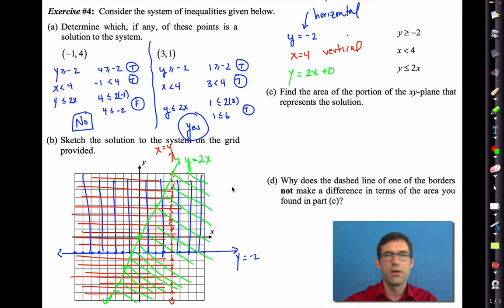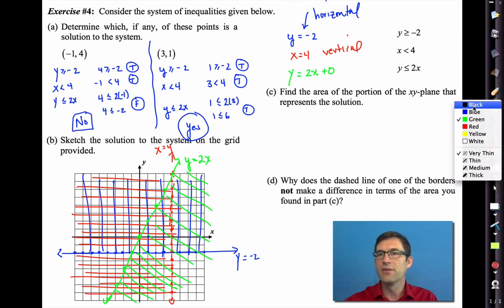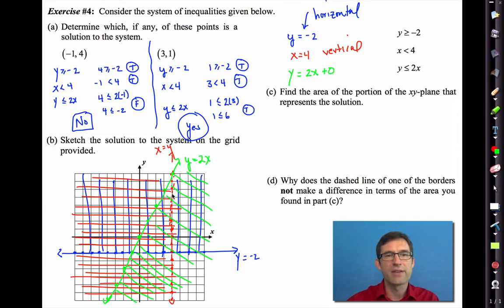Ooh. So where in the world is my solution set? Let me outline it in black, right? It's wherever the shading crosses each other, right? All of them together. All in here, over to here, and down to here, right? Everything in here is the solution set.